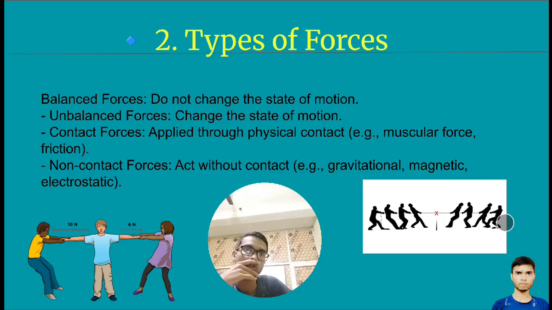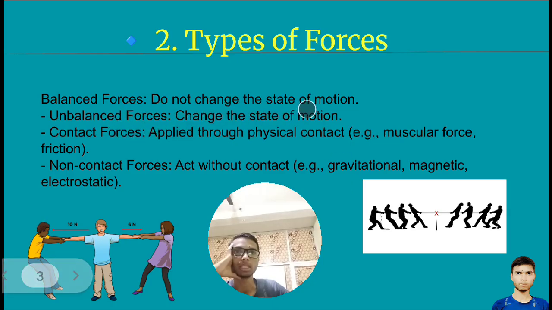Here you can see this is 4% and this 4%. Each 4% is applying, let's assume, 120 newtons. Same on this side, each 4% is applying 120 newtons. That's why nothing will happen here. This side will not move and this person will not move, because the forces on both sides are the same. That's why.